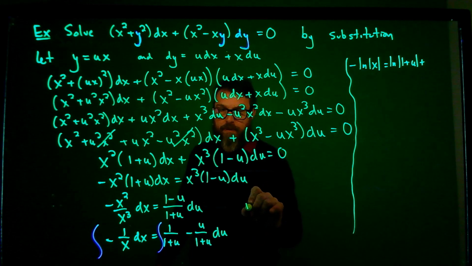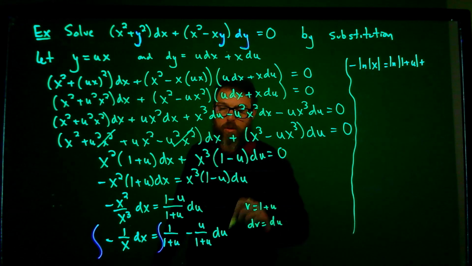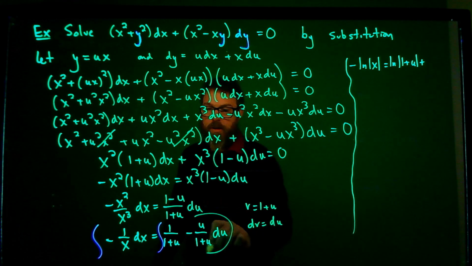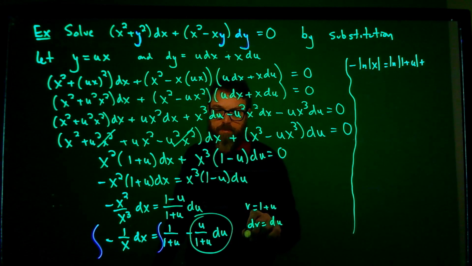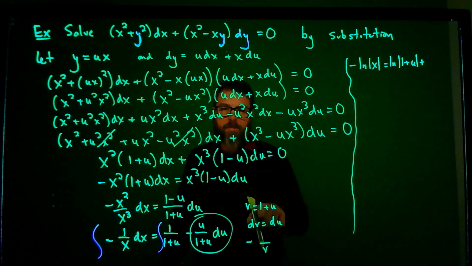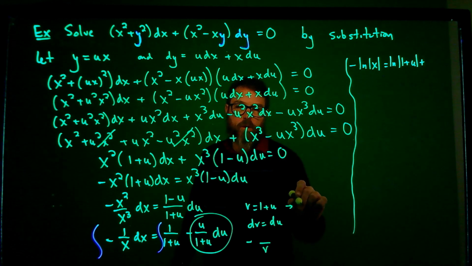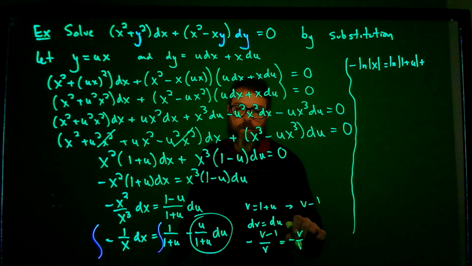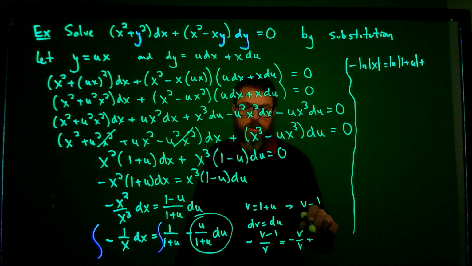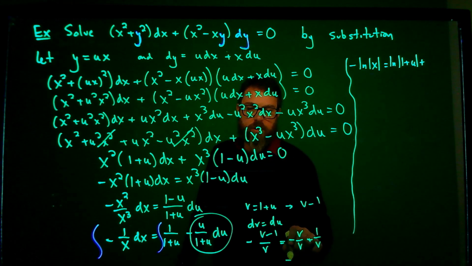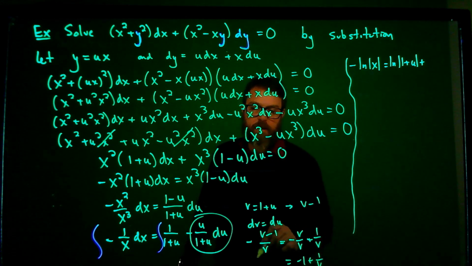So doing that, I'm going to have v is going to be equal to the denominator. So then dv is going to be equal to just du. So now this piece right here is going to become minus, the bottom is going to be equal to v. Now the top is just going to be equal to u, so this is going to be equal to v minus 1. So then I can break that apart into v over v, so minus v over v. Then minus this plus is going to be plus 1 over v. So this is going to be equal to minus 1 plus 1 over v, where v is going to be equal to 1 plus u.